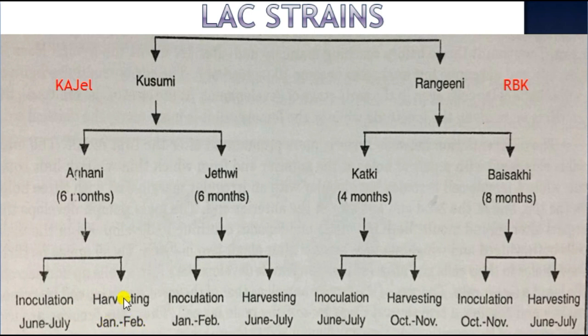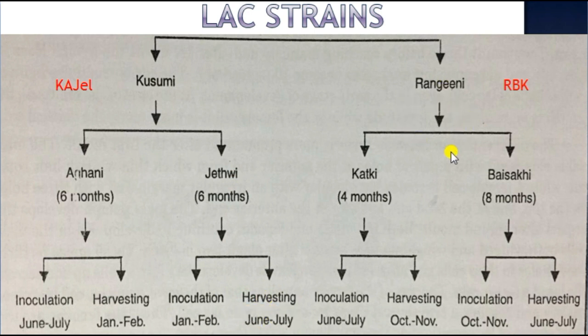As soon as the harvesting is done for the Aghani season, the next season, Jethvi, takes place. The inoculation is done during January to February for the Jethvi season and the harvesting will be done after 6 months, like June to July.